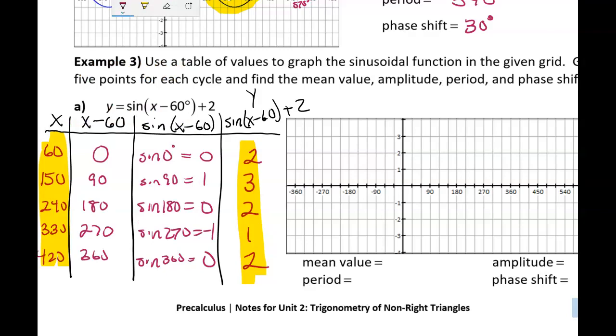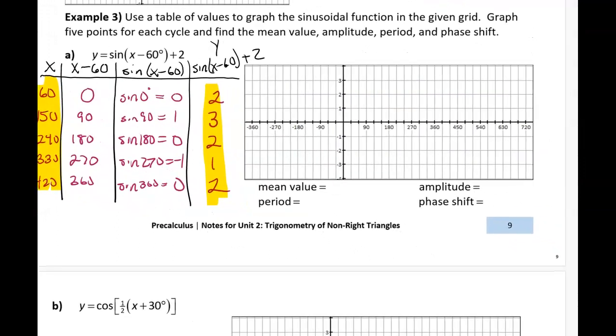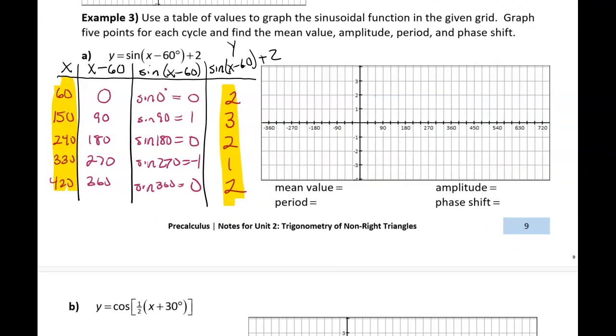So now let's graph those. And so we have 60, 2. We have 150, 3. 240, 2. 330, 1. And 420, 2. That looks like one cycle of the sine function. So we can connect that with a nice smooth curve, not a sawtooth, right? It's a nice smooth curve, so it doesn't have any sharp turns in it.